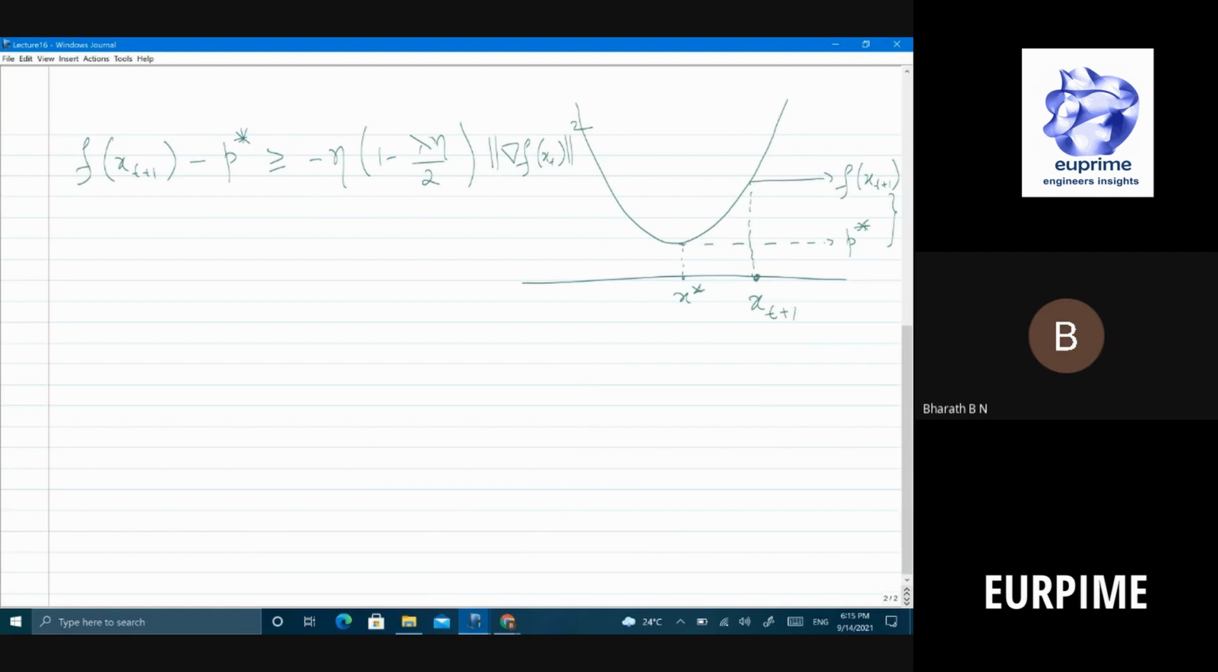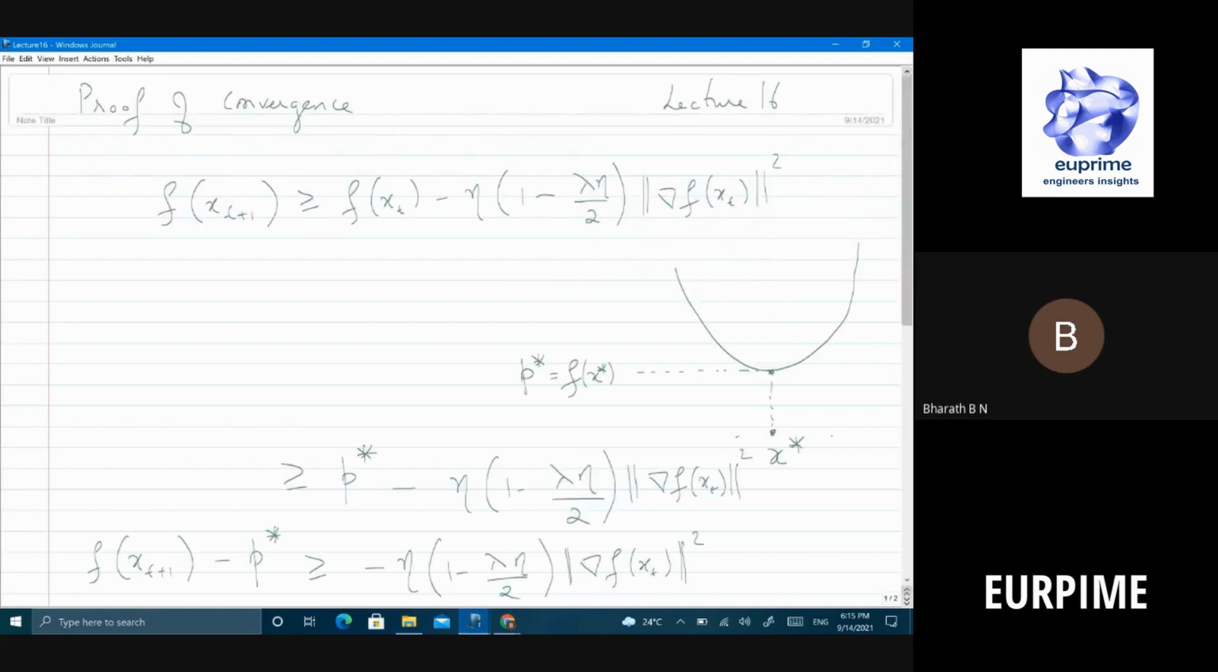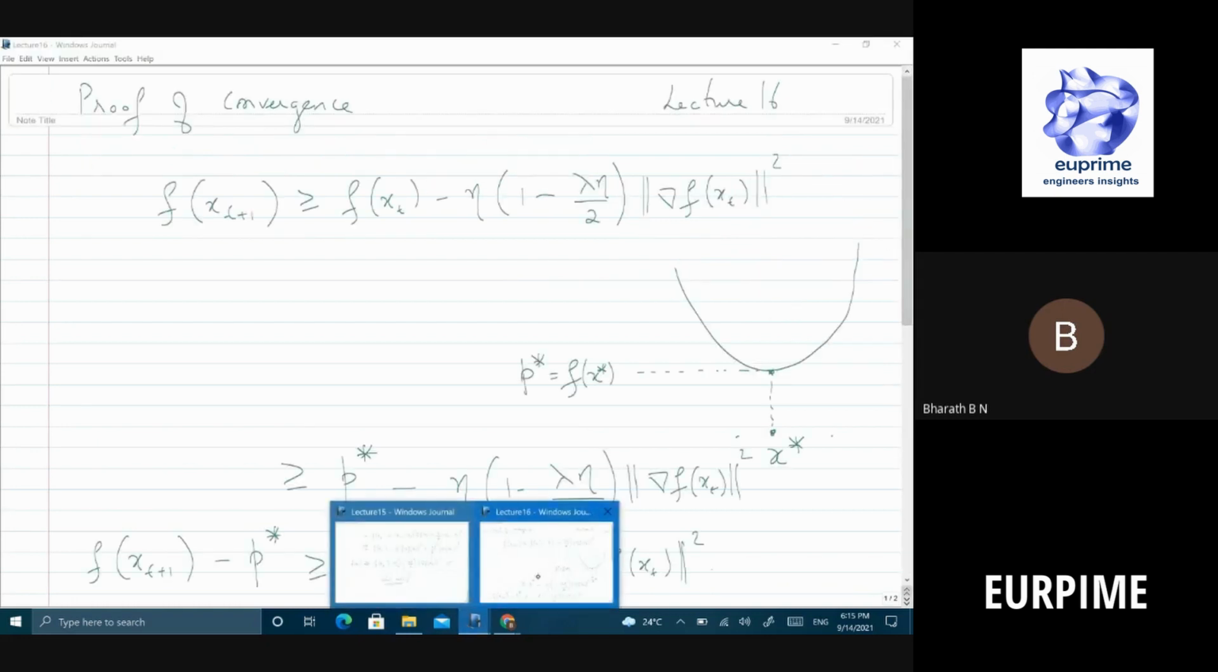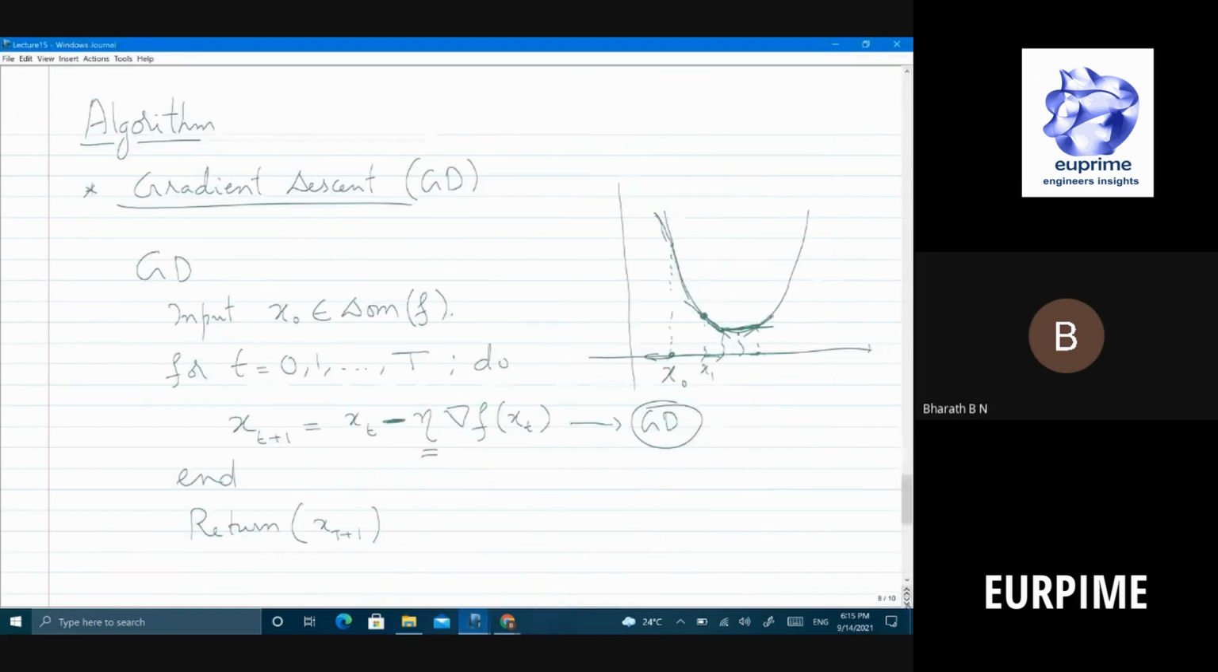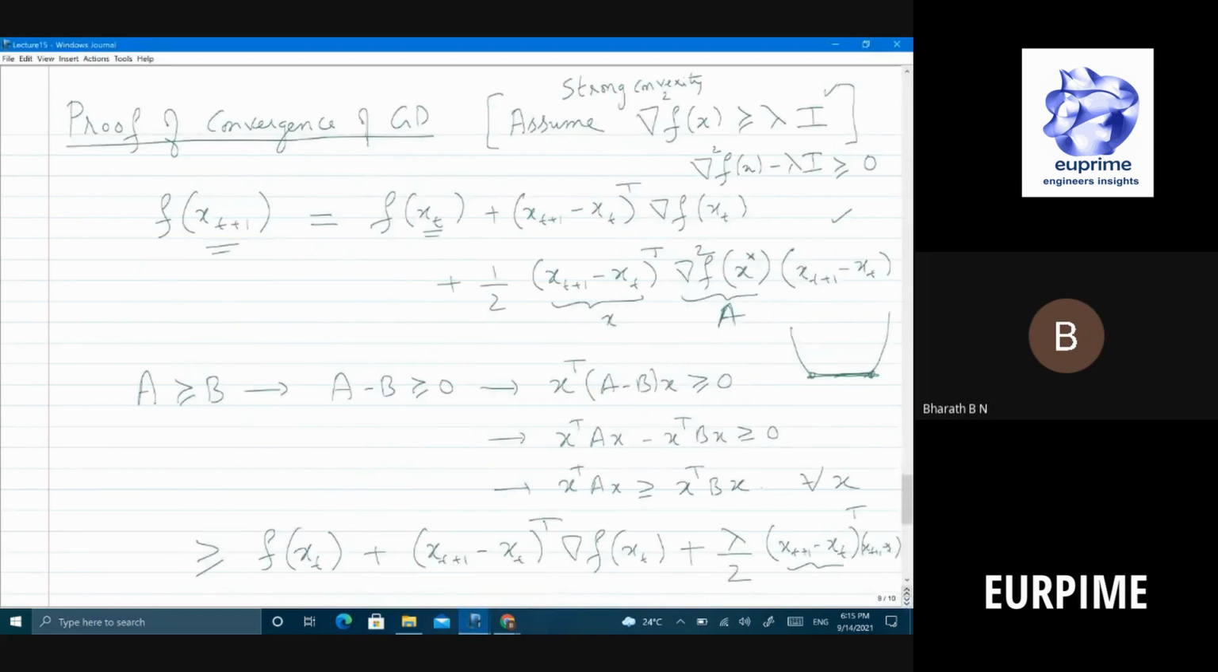Okay, so now I think I made a mistake here somewhere. Let me go back to the previous. Okay, so this is correct. xt plus 1 minus xt is minus eta. This is also correct.